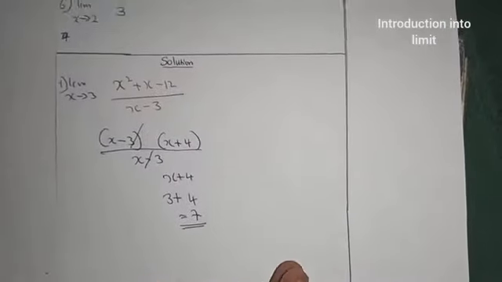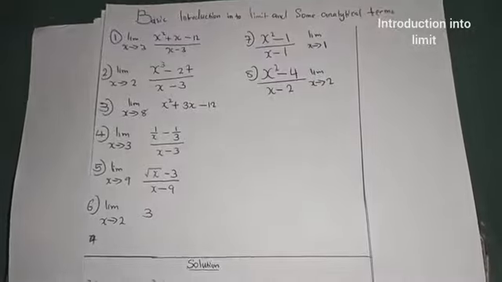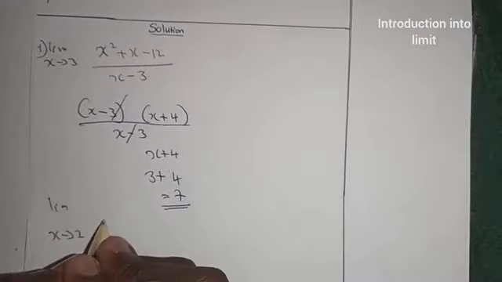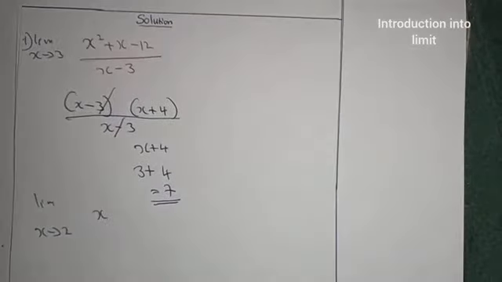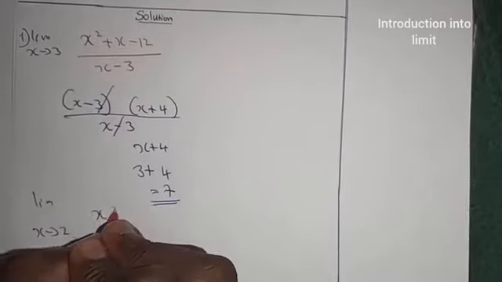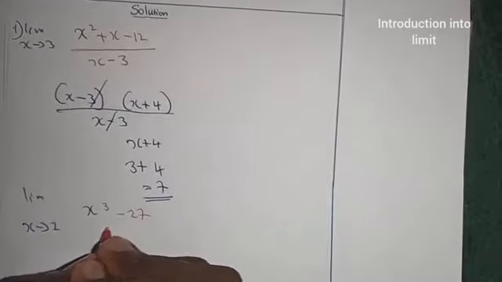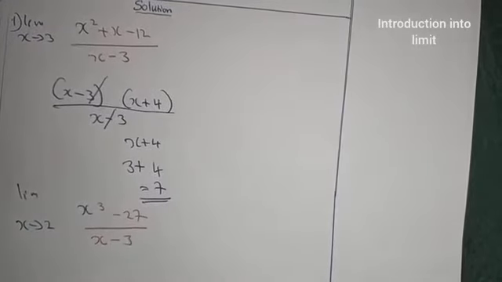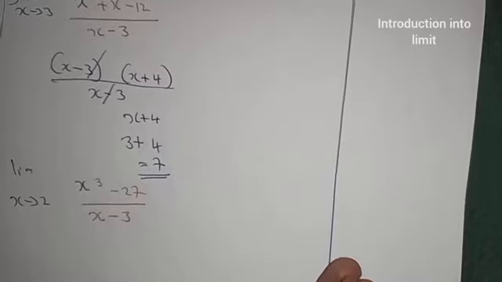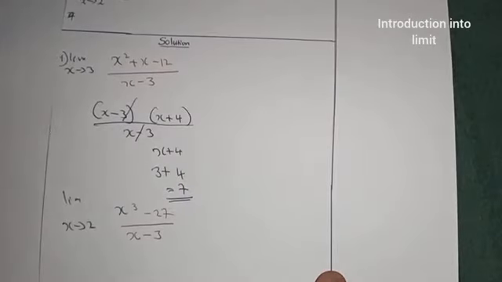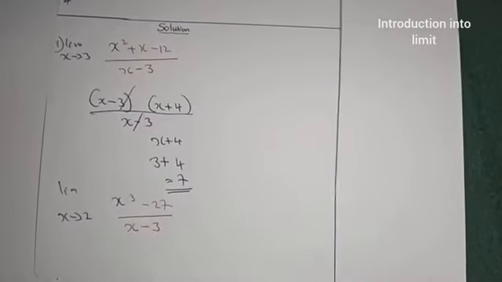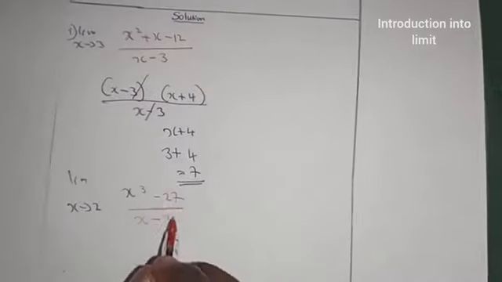And now we are moving to number 2. Number 2 says: the limit as x approaches 2 of x cubed minus 27, all divided by x minus 3. Here we are going to use the differentiation method, and you can also search for the video on differentiation on our channel. So now all you need to do is differentiate these two values and also the x.